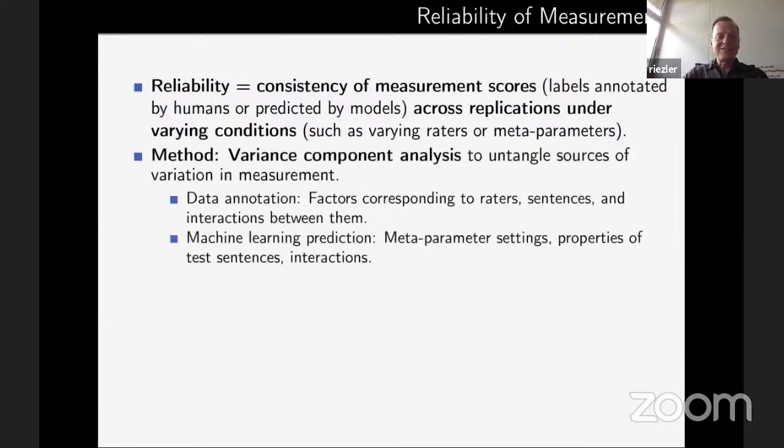The idea is we take well-known statistical techniques that have been used in the social sciences before to achieve this task, namely variance component analysis. Basically, what we want is to untangle the sources of variation in our measurement. For data annotation, this would be raters, and for machine learning, it would be metaparameters.